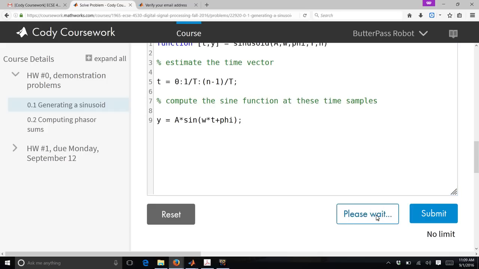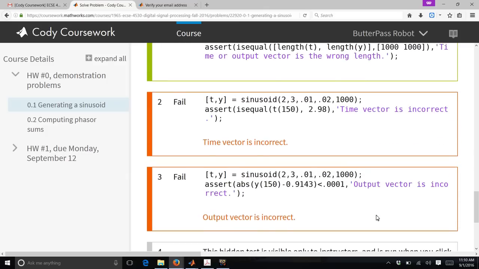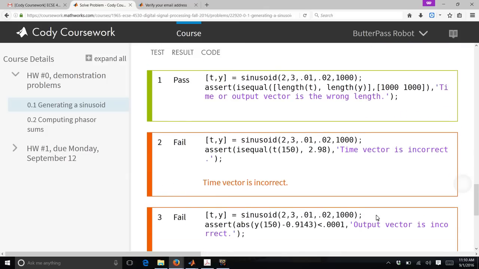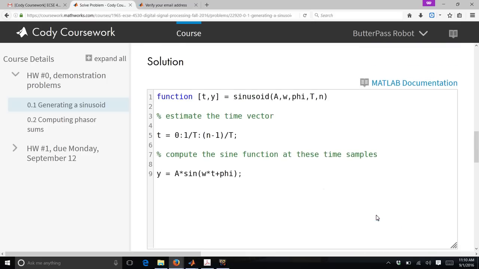And now I can test it. I hit the test button, and it goes off and runs things, and it tells me my time vector and my output vector are incorrect. All right, so maybe I should think about what went wrong here. It's kind of embarrassing when you get the problem wrong.